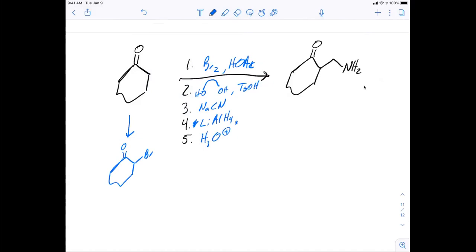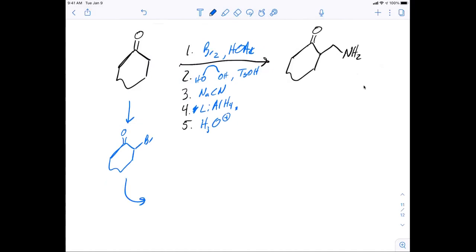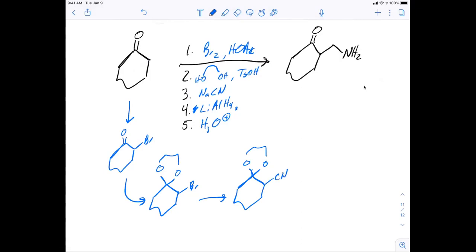Now at this point, we could add the nitrile, but the nitrile has 2 electrophiles. So if I protect, I only am left with 1 electrophile. And then I can reduce that. And then deprotect.